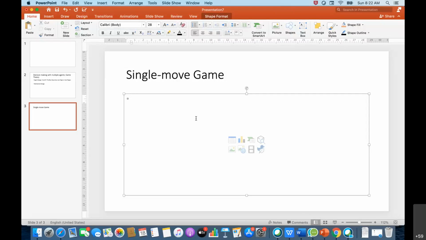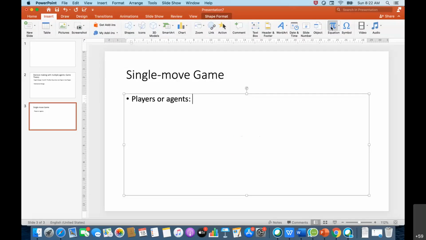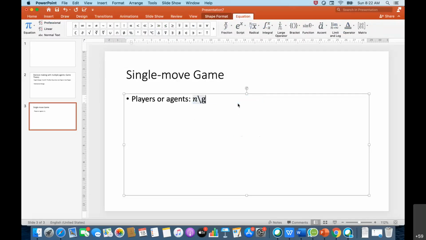Now, in the case of a single move game, the properties are like this: the number of players or agents should be greater than or equal to 2. If you say it is n, then n should be greater than or equal to 2. So at least 2 players should be present in that single move game.